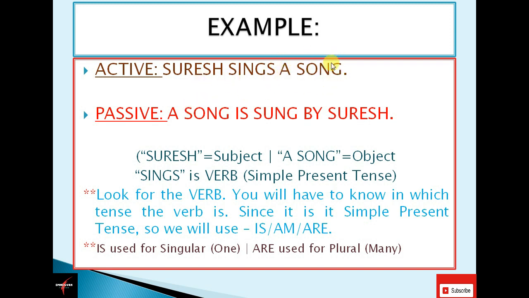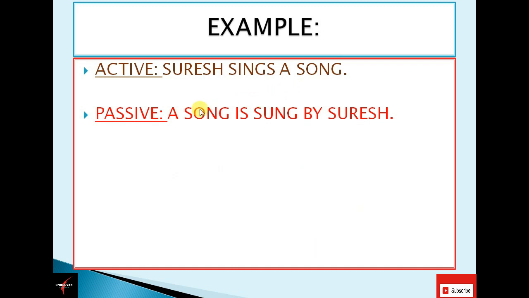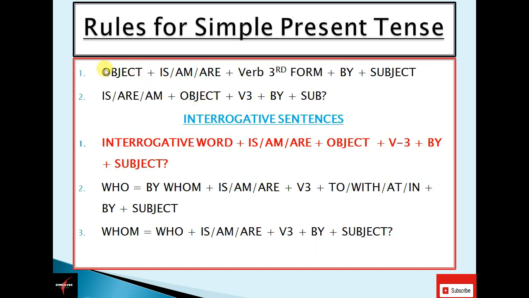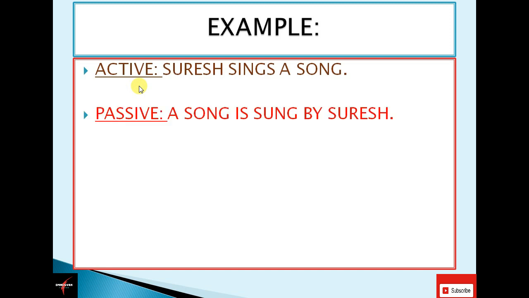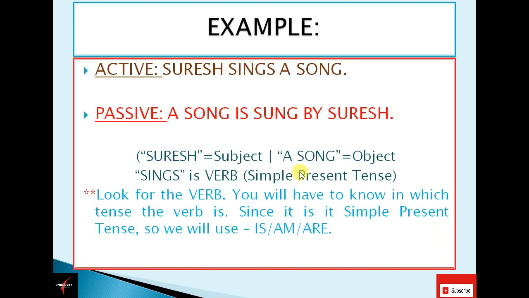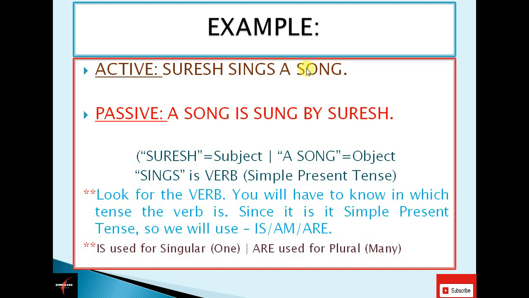So if you bring a song in the beginning, according to the rule, object comes in the beginning, okay? Please write down the formula, okay? Object comes in the beginning. Now we brought the object in the beginning, a song. Now a song, one song, okay? So it is singular. Is is used for singular, one, okay? So a song means one song. So it's very clear that we will put is here, okay?